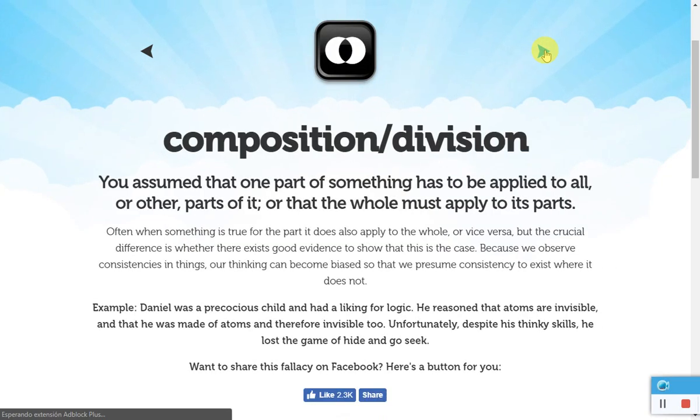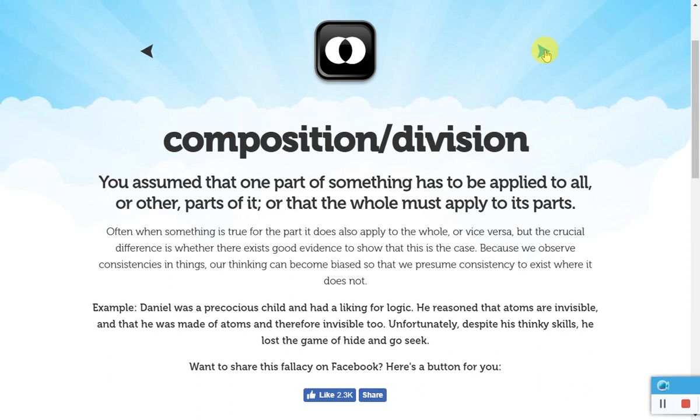16. Composition/division. You assumed that one part of something has to be applied to all or other parts of it, or that the whole must apply to its parts. Often when something is true for the part, it does also apply to the whole, or vice versa, but the crucial difference is whether there exists good evidence to show that this is the case. Because we observe consistencies in things, our thinking can become biased, so that we presume consistency to exist where it does not.